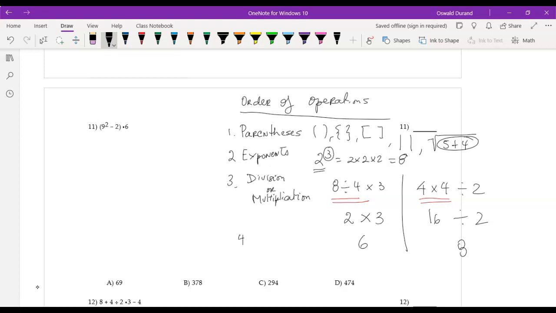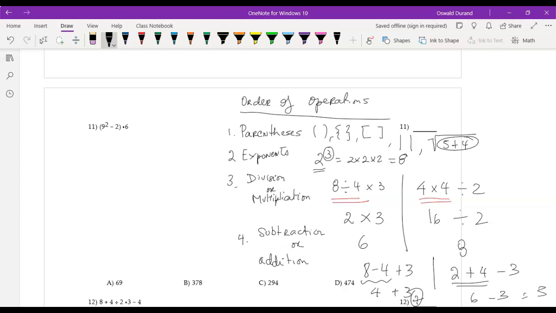So here, number 4, you have subtraction or addition. For example, you can put 8 minus 4 plus 3. You will do 8 minus 4 first, that's 4, and then you add 3, and that's 7. So you start with the subtraction because that's the first thing that comes from the left, and then you do the addition. But if you have 2 plus 4 minus 3, then you would do 2 plus 4, 6, and then you subtract 3, you get 3. This is the order that you have to follow.